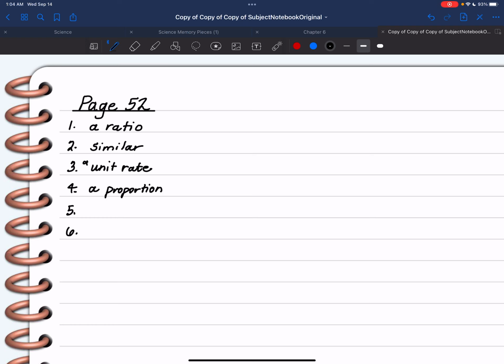Two ratios that are blank have the same value. That will be equivalent. A or an is a number that multiplies a quantity, and that is a scale factor. Just a vocabulary review.